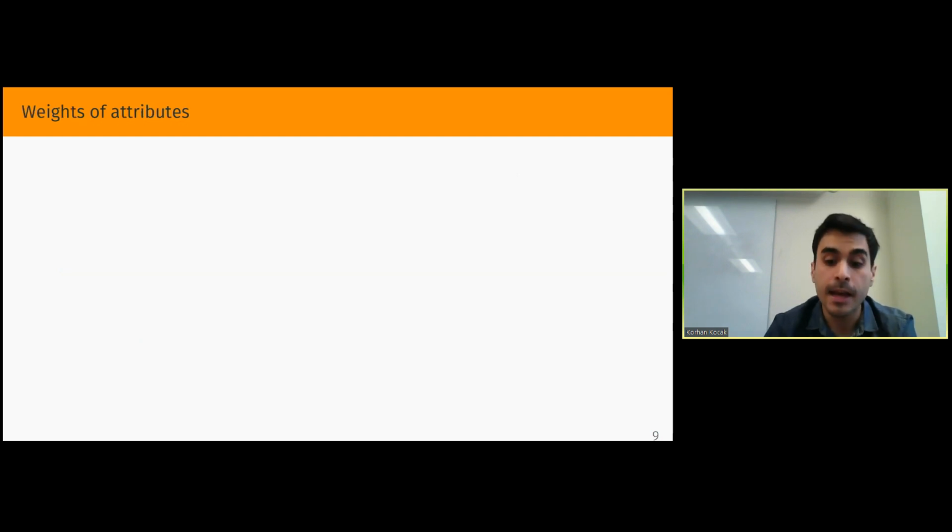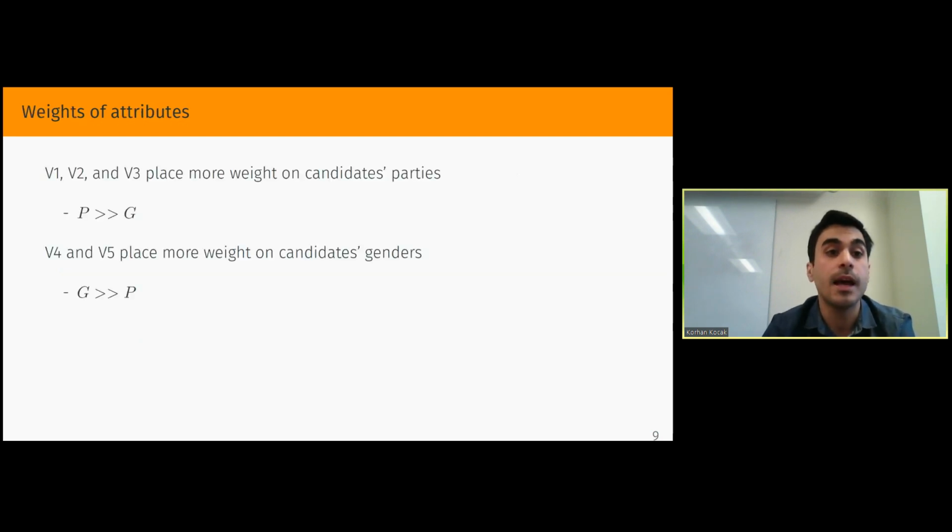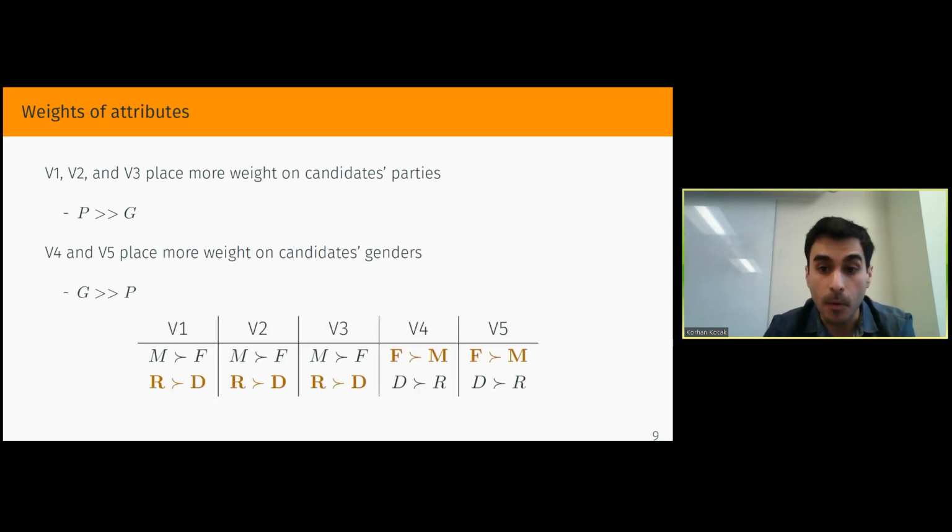As I said, in addition to rankings of features, I'm also going to need the weights of attributes. So I'm going to assume that voters 1, 2, and 3 place more weight on candidates' parties. That is, they care more about party than gender. Whereas voters 4 and 5 place more weight on candidates' genders. That is, they prioritize gender over party ID. And I'm going to highlight the more important attribute using this orange color.